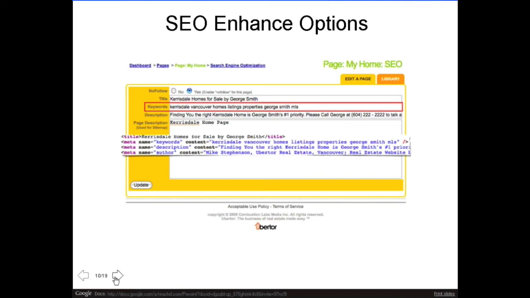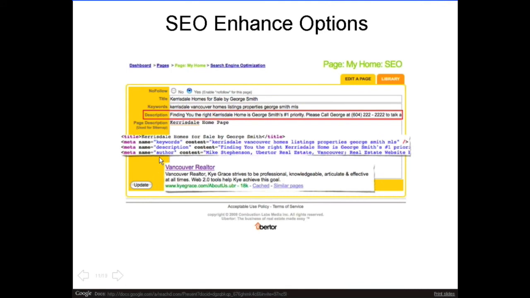So the next one is the meta description, and this also shows in the source code. A few recommendations about the meta description: limit it to 150 characters, it should be unique for every page on your website, and you'll also want to include your keyword phrase in there. So for this page, the meta description, you'll notice it says, "Finding you the right Kerrisdale home." So there's our keyword phrase again, Kerrisdale home, and it is limited to the right number of characters.